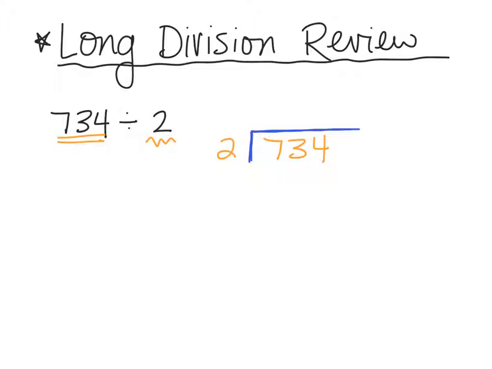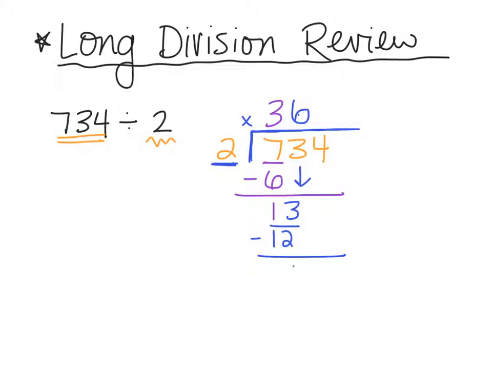The next thing we ask ourselves is how many times can 2 go into 7, but it can't go over. 2 goes into 7 3 times without going over. We do 3 times 2, which makes 6. Then we subtract these numbers. 7 minus 6 is 1. Our next step is to bring down our 3, and then we start the process all over. How many times can 2 go into 13 without going over? The answer is 6. 6 times 2 is 12. And when I subtract these, I get 1.